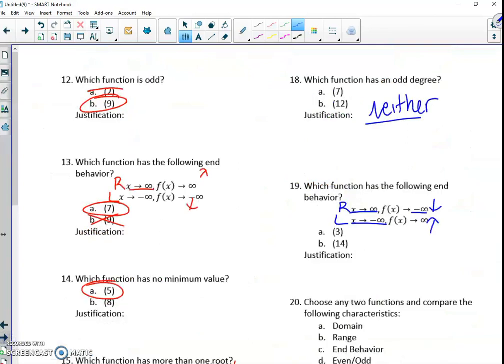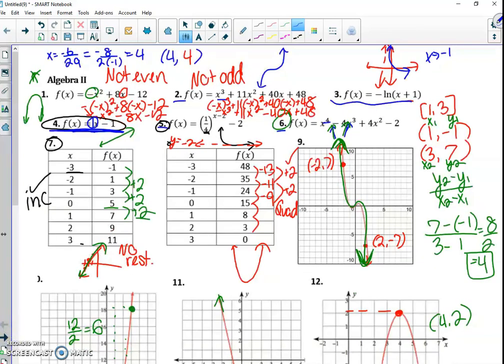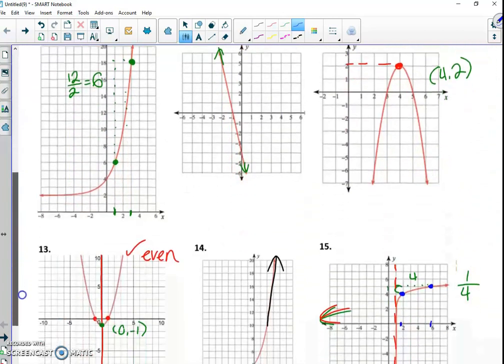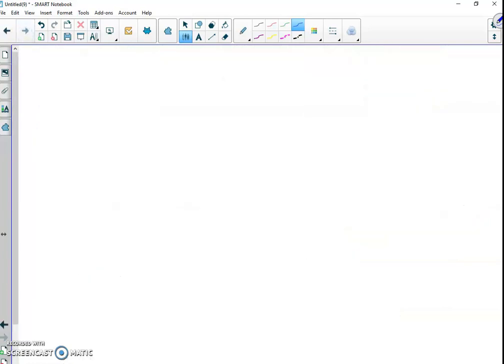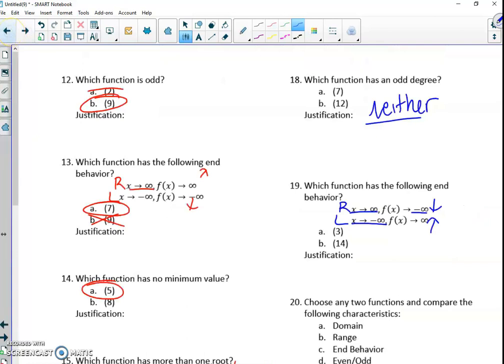Go one more page. 14. Okay, 14. So 14 said they wanted the right side going down, right? So the right side is also not going down for this one. The right side is going up, so it's definitely not that one. So this one is a neither situation as well. So this one is a neither.